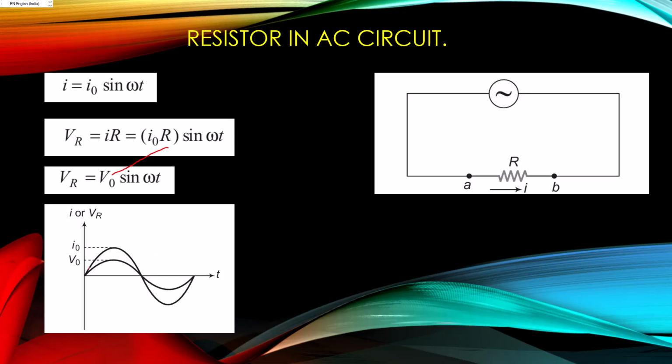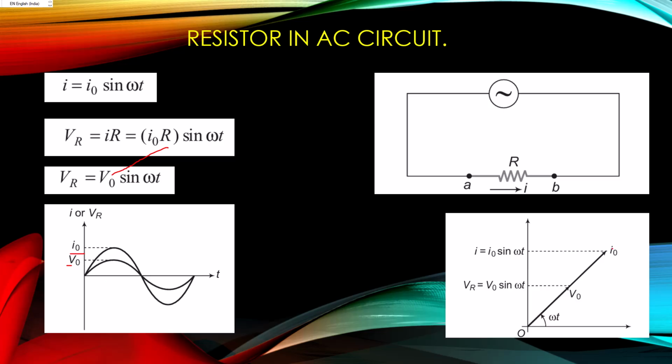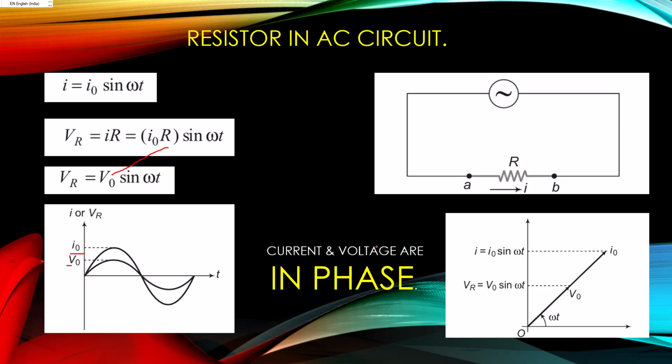Now here I and V are in phase. Very clear from this picture, also from the phasor diagram. This arrowhead represents both voltage and current, as it is represented by a single arrow, but their magnitudes are different for the voltage and for the current. So there is no lag or lead between current and voltage passing through the resistor. Current and voltage are in phase when it passes through the resistor.